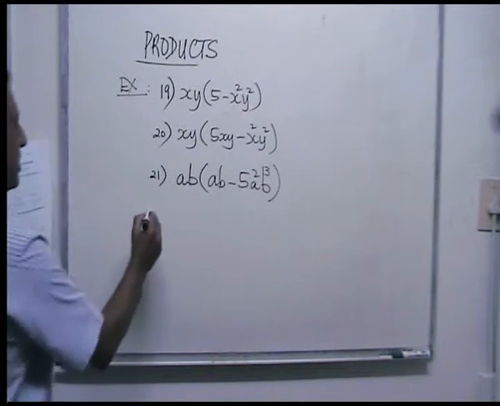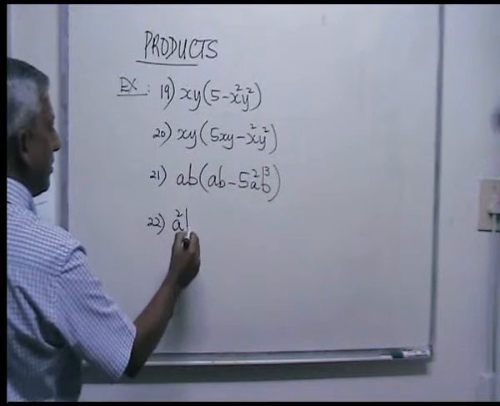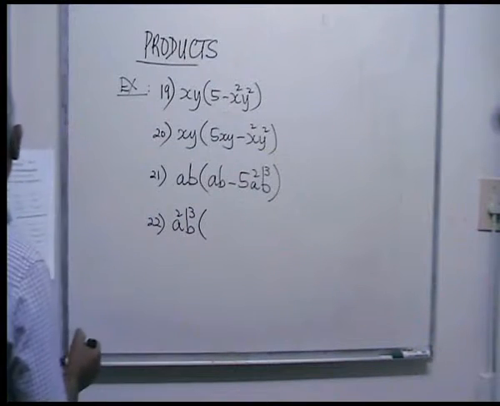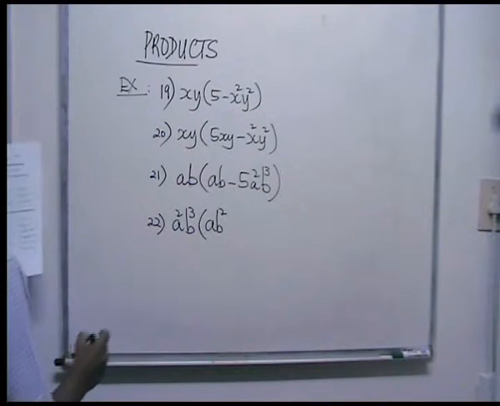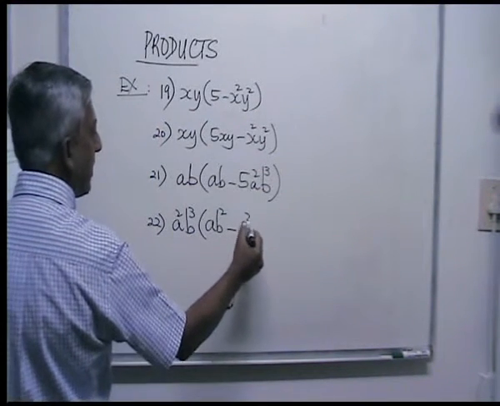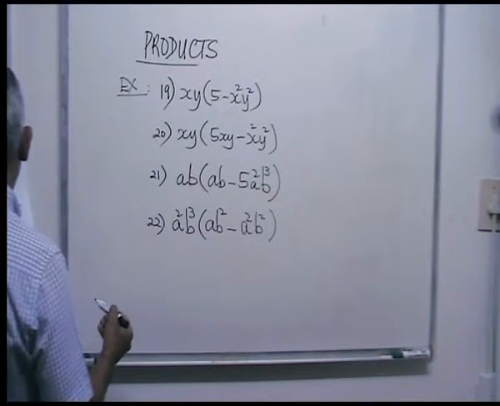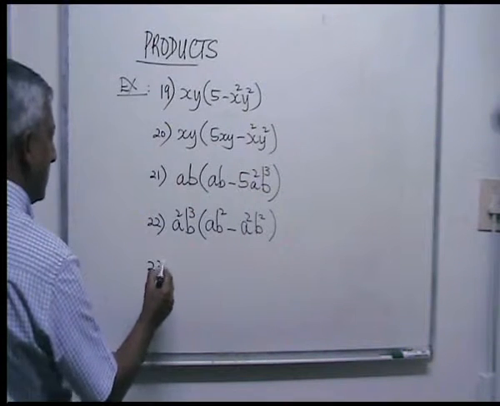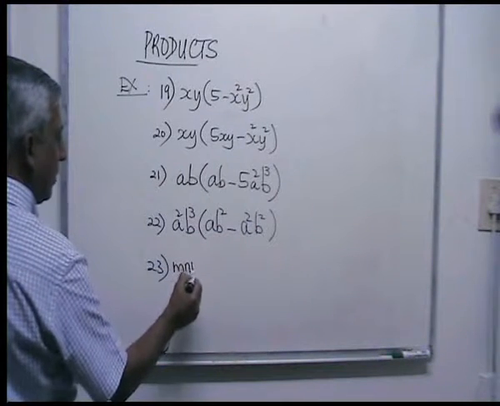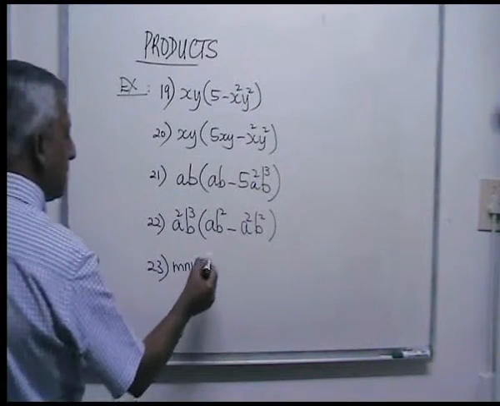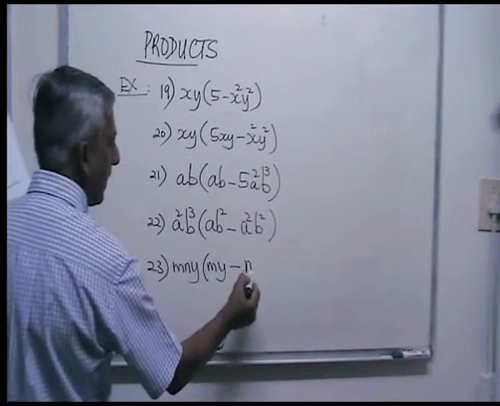Number 22, a squared b cubed into ab squared minus a squared b squared. Alright, and let's put in number 23 here. Number 23, mny into my minus ny.